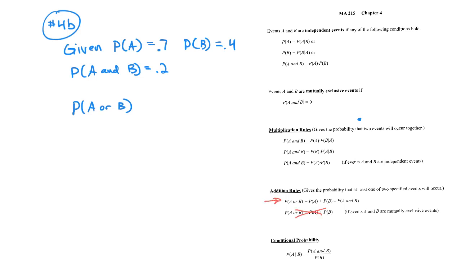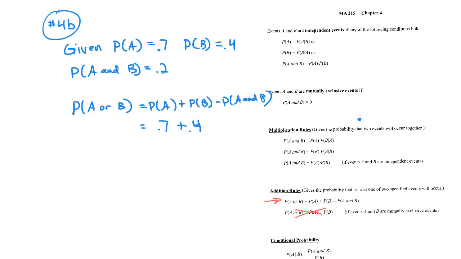So to answer this question, the probability of A or B, I'm using this. So I'm going to say it is the probability of A plus the probability of B. You don't really need to write this step. I'm just doing it so we know exactly what we're doing. Minus the probability of A and B. So let me fill in the blanks. Probability of A is 0.7. Probability of B is 0.4.